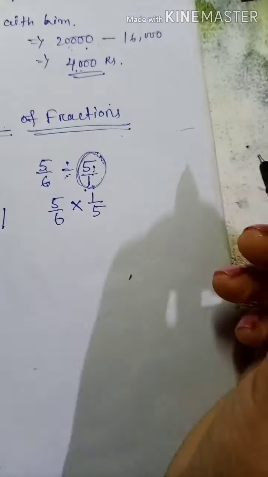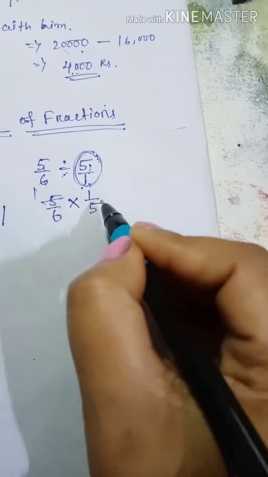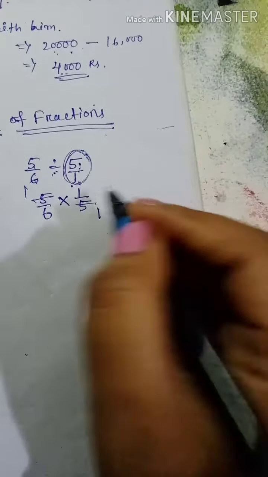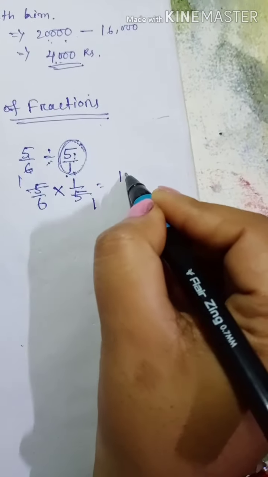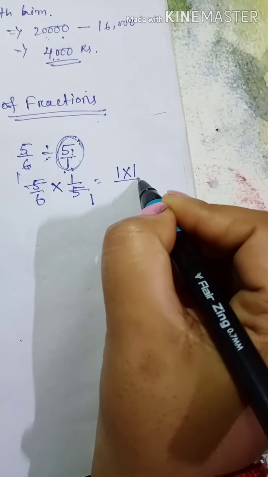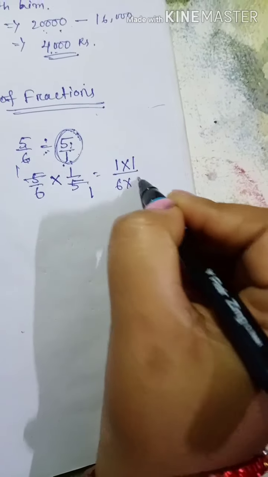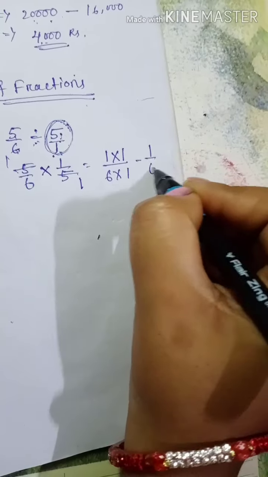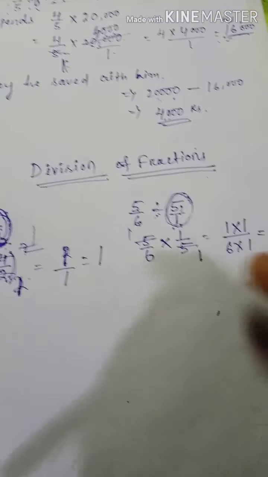Now I have to follow the multiplication method. 5 ones are 5, 5 ones are 5. So see what remains. In the numerator 1 into 1, in the denominator 6 into 1. What is the answer? 1 by 6. The answer is 1 by 6. Like this. Clear? This is the division of fractions.